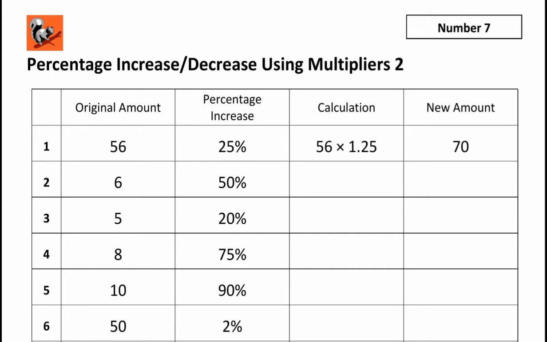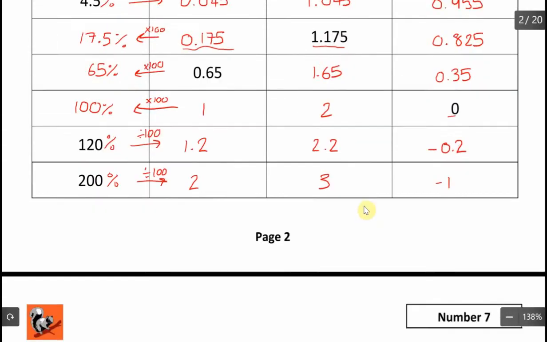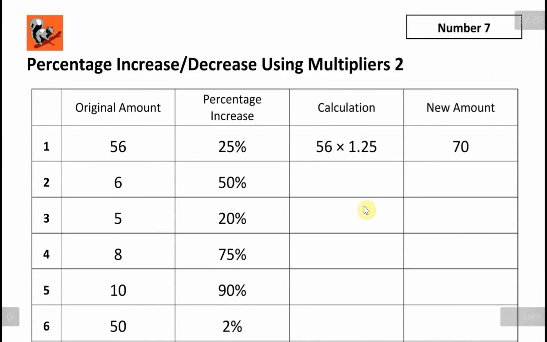Hi. Okay, so the last video was me explaining how to do the multipliers on the previous page, and page 3 is all about going through how to actually use those to increase or decrease an amount by a certain percentage. So the first one is already done for us as an example. We want to increase 56 by 25%.